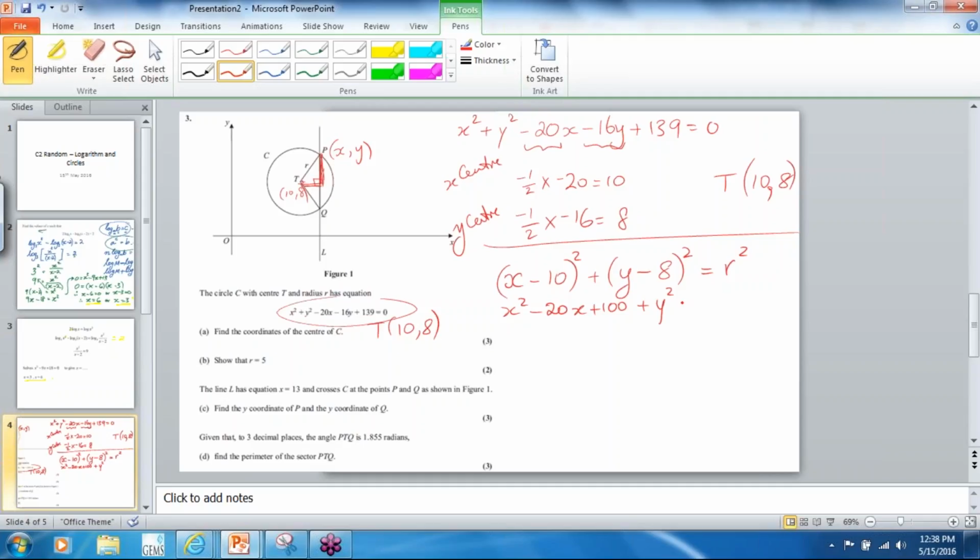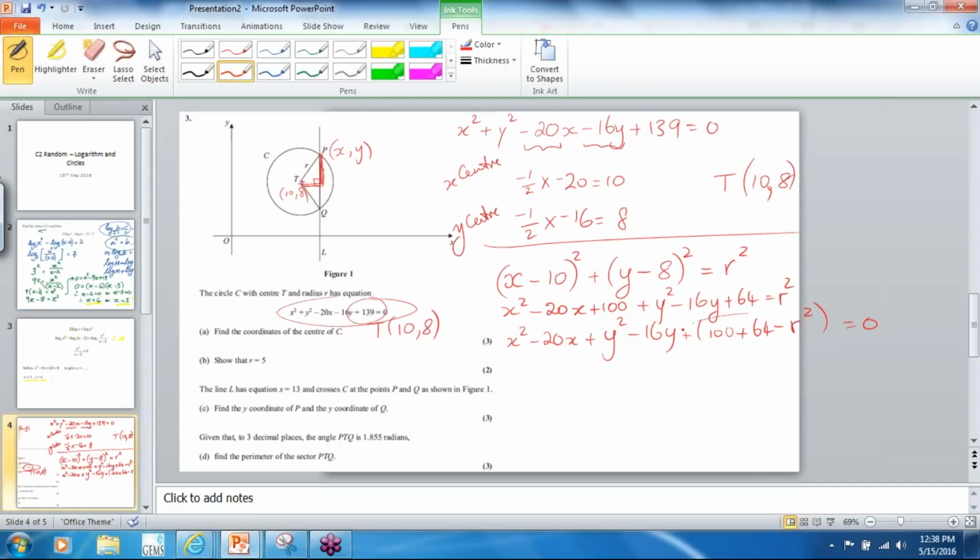y squared minus 16y plus 64 equals r squared. So x squared minus 20x plus y squared minus 16y. Now if we group the numbers, we've got plus 100 plus 64. If I bring that r squared across, minus r squared, that equals 0.